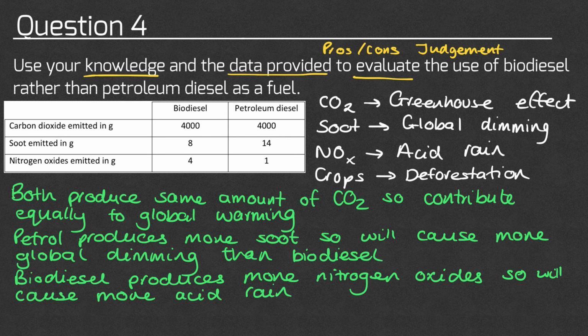We've then said that biodiesel produces more nitrogen oxides, so will cause more acid rain. Again, here we're using comparative language, we're comparing the two.